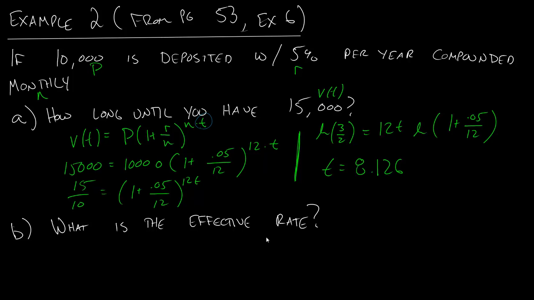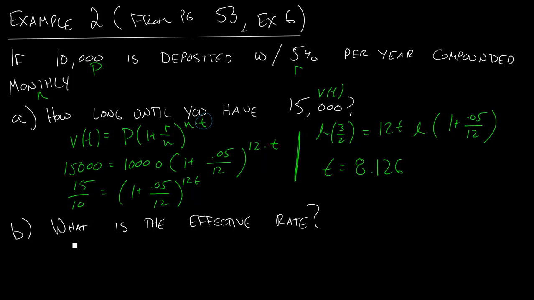It says, what is the effective rate? And so if you remember back from those first slides, the effective rate is the interest rate they would need to be giving us in an account that was compounded annually to make the same amount of money. And so the way we approach these problems is we do it by year. We say, well, how much would this account make in a year? And what would I need to make my annual rate to be to make that amount?